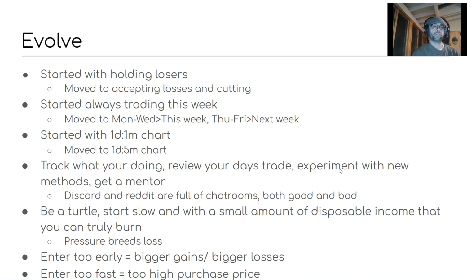I started off holding losers, and then I moved over to closing out, accepting that it's a loser and cutting my losses. Before, I would look at the chart and ask what I think it's going to do tomorrow. If it looked in my favor, I would hold it. If it didn't, I would close it then. But a lot of times it looked like it could go in my favor. Well, we all know that going up and down is 50-50, so half the time I was right, half the time I was wrong.